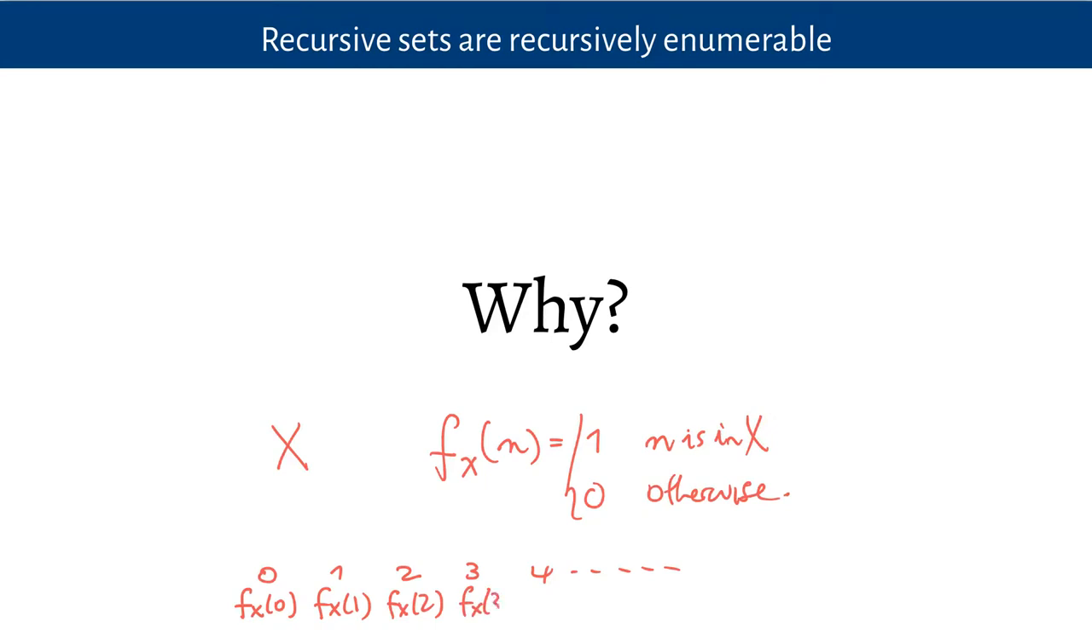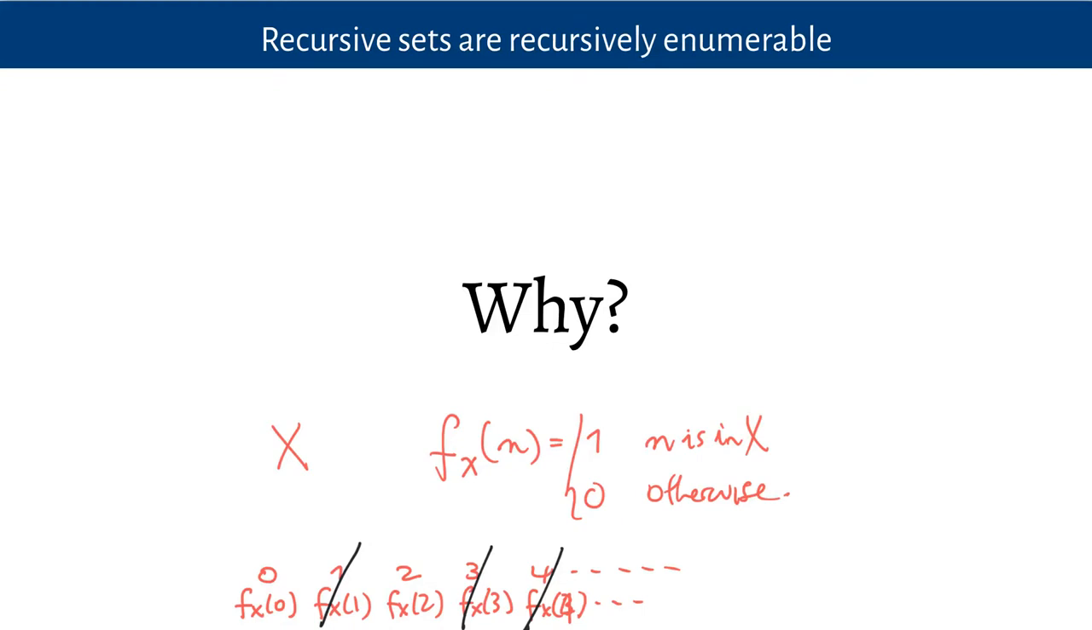And so I've got some code which does that, and I'm applying this to each of the members. And if the function applies to a number and returns 1, I let that number pass through and I spit it out in my enumeration. And if the number is 0, let's say fx of 1 is 0, then I delete this number from my enumeration. And maybe 2 is in and 3 is out and maybe 4 is out and 5 is in and so on. This is the core idea.